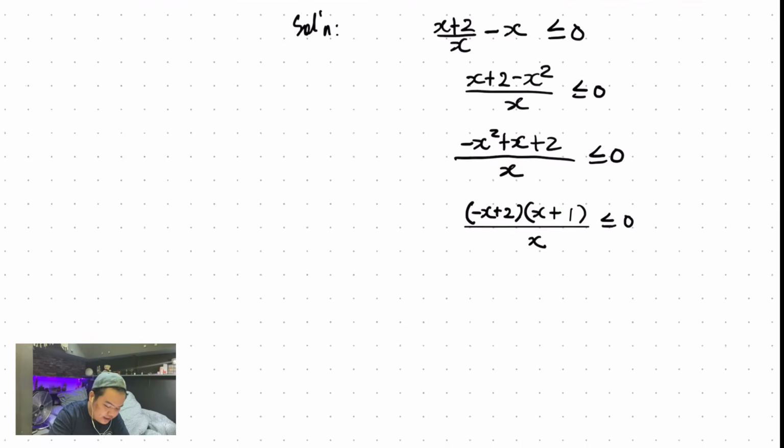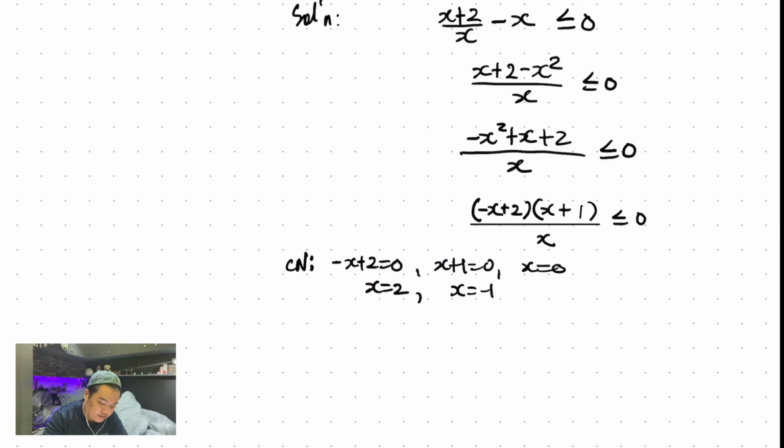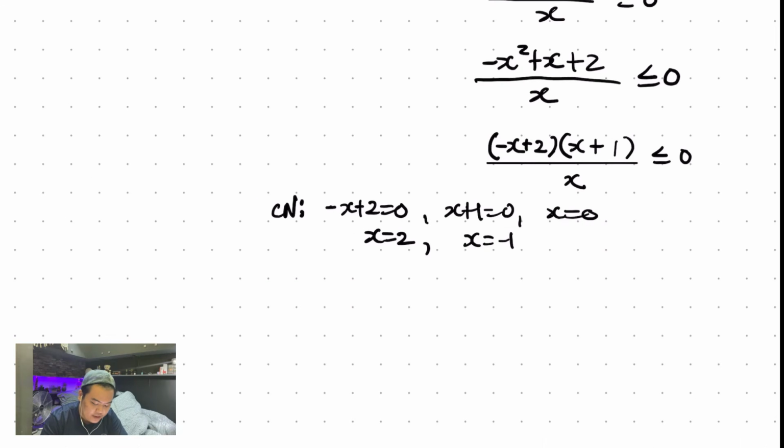So, ano yung mga critical numbers natin? Yung magpapa-0 sa bawat factors lang. So, negative x plus 2 is 0. X plus 1 is 0. X is 0. So, dito, sa first one, we have x equal to 2. Pangalawa, x is negative 1. Sa huli, x equal to 0. So, we have 3 critical numbers. 0, negative 1, and 2.